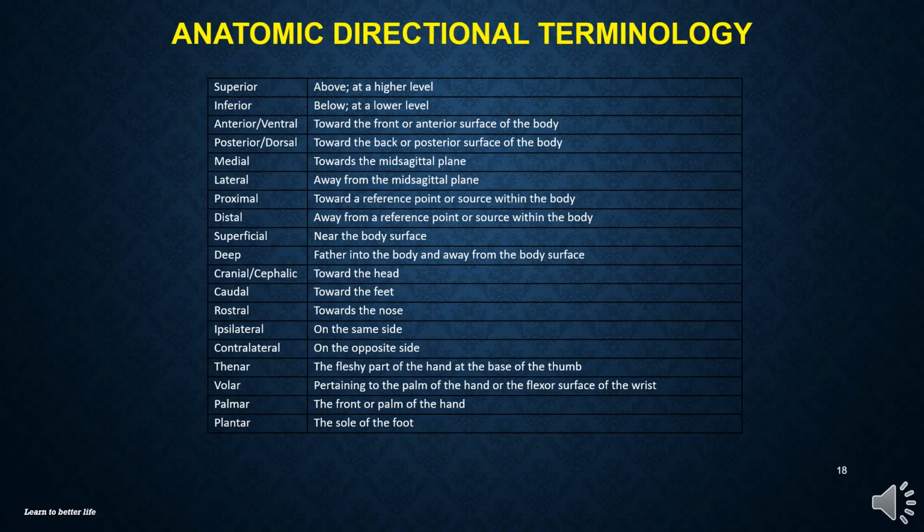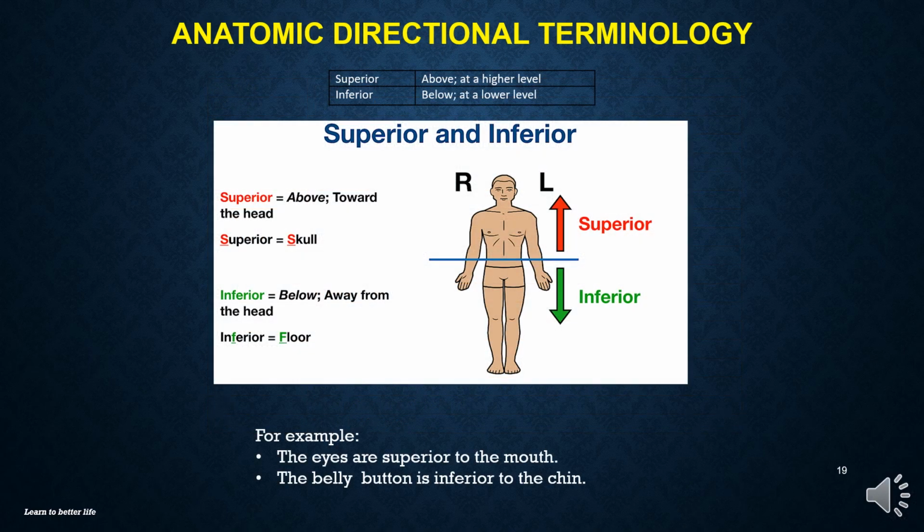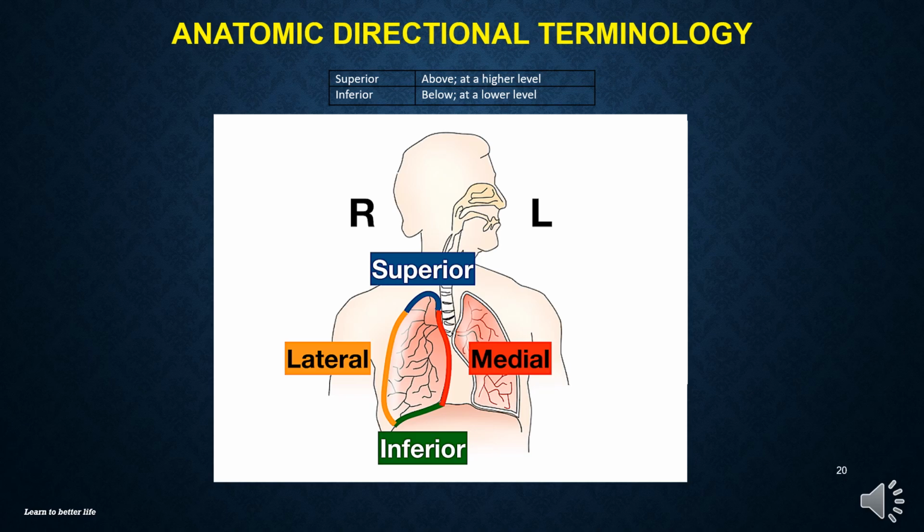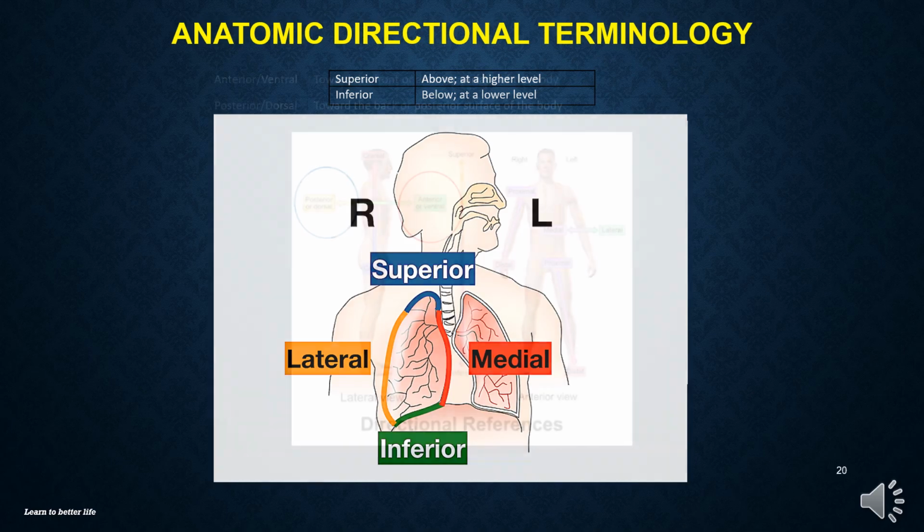Now, we are going to learn about anatomic directional terminology. We will cover each of these in alphabetical order as in the table below. Superior means above, at a higher level. Inferior means below, at a lower level. For example, the eyes are superior to the mouth. The belly button is inferior to the chin. This is another image of superior and inferior. You can think of superior as up, and inferior as down.